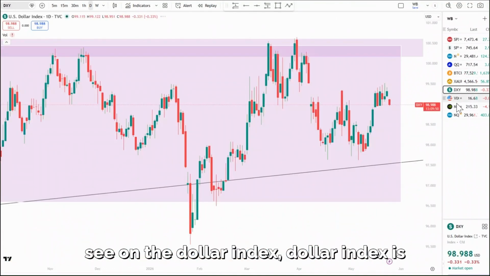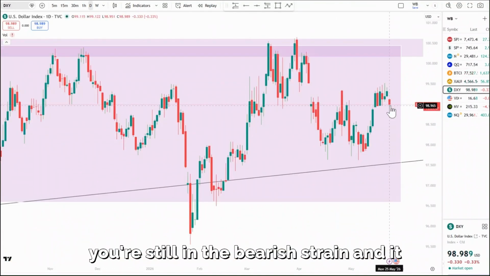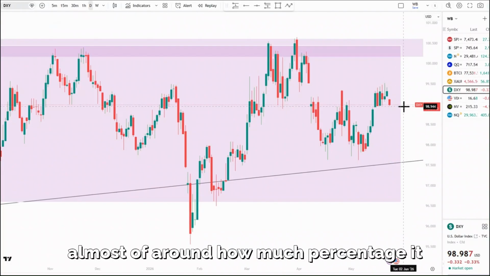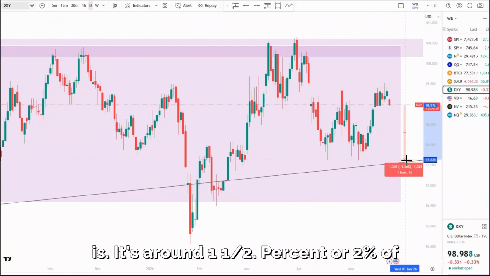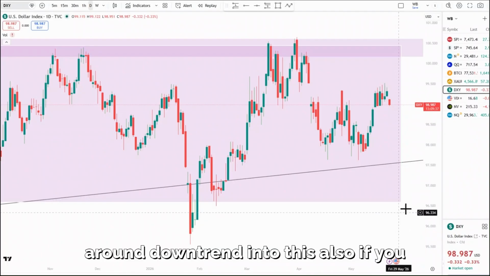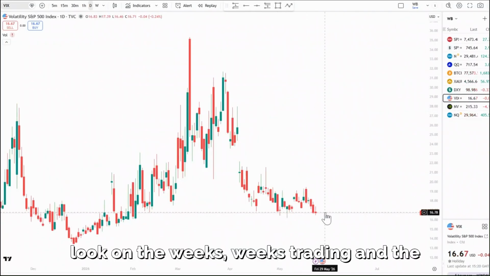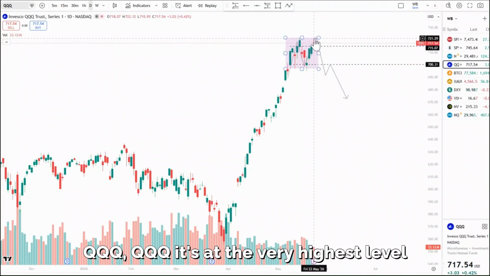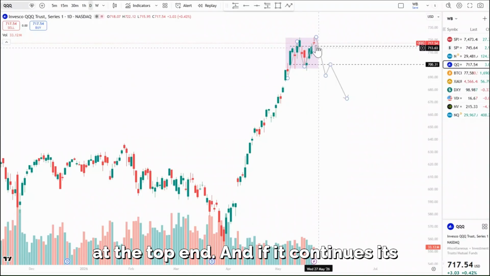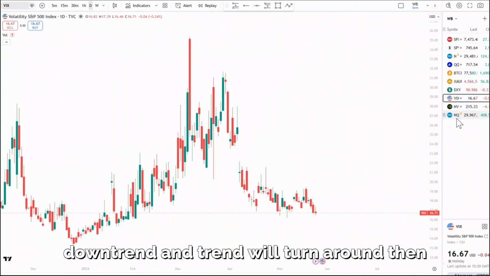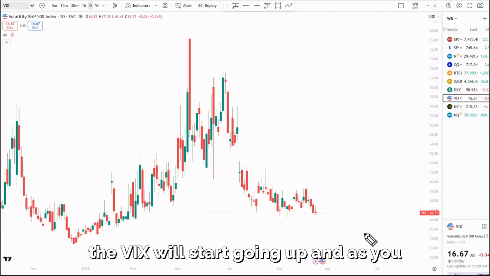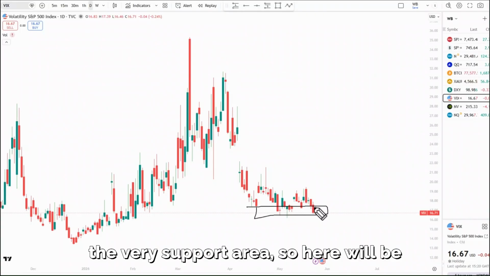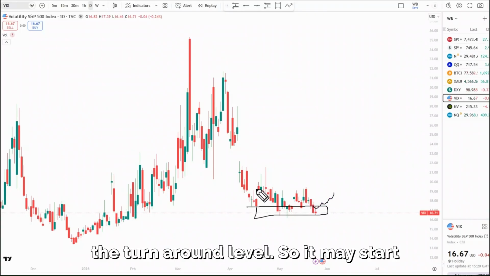And if you see the dollar index, it is still in a bearish trend, and it will try to get down around 97, which is around 1.5% or 2% of downtrend. If you look at the VIX, it is trading at the major support area, and the QQQ is at a very high level at the top end. If it continues its downtrend and the trend turns around, then the VIX will start going up. As you see, the VIX is exactly trading at the support area, so here will be the turnaround level, and it may start going up around this level.